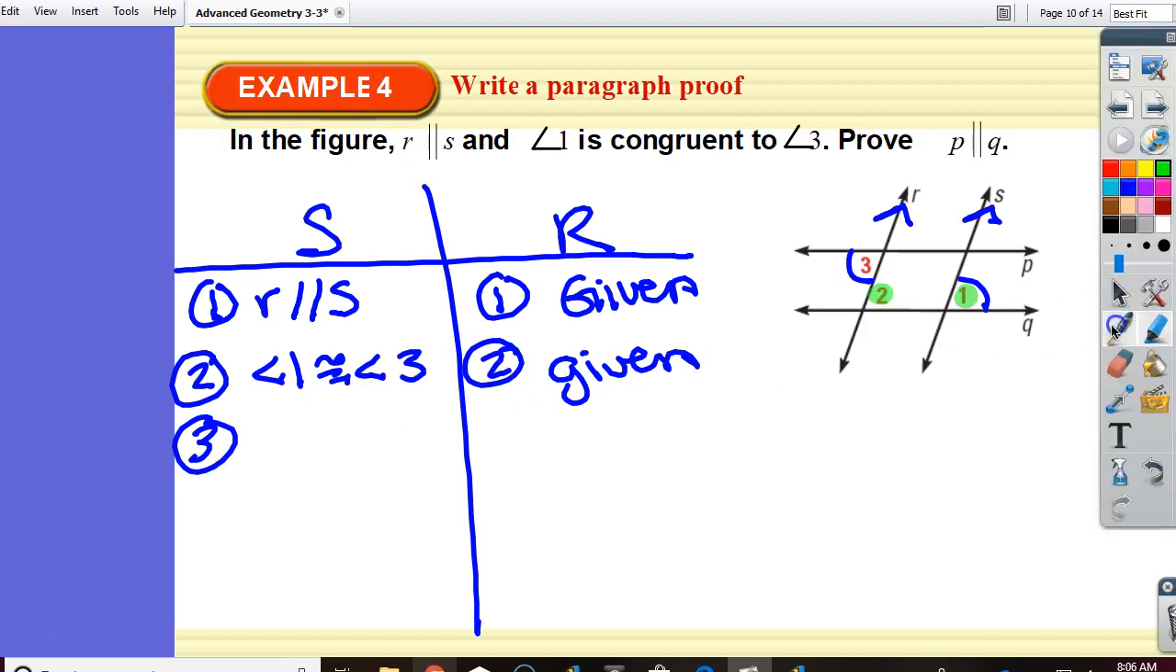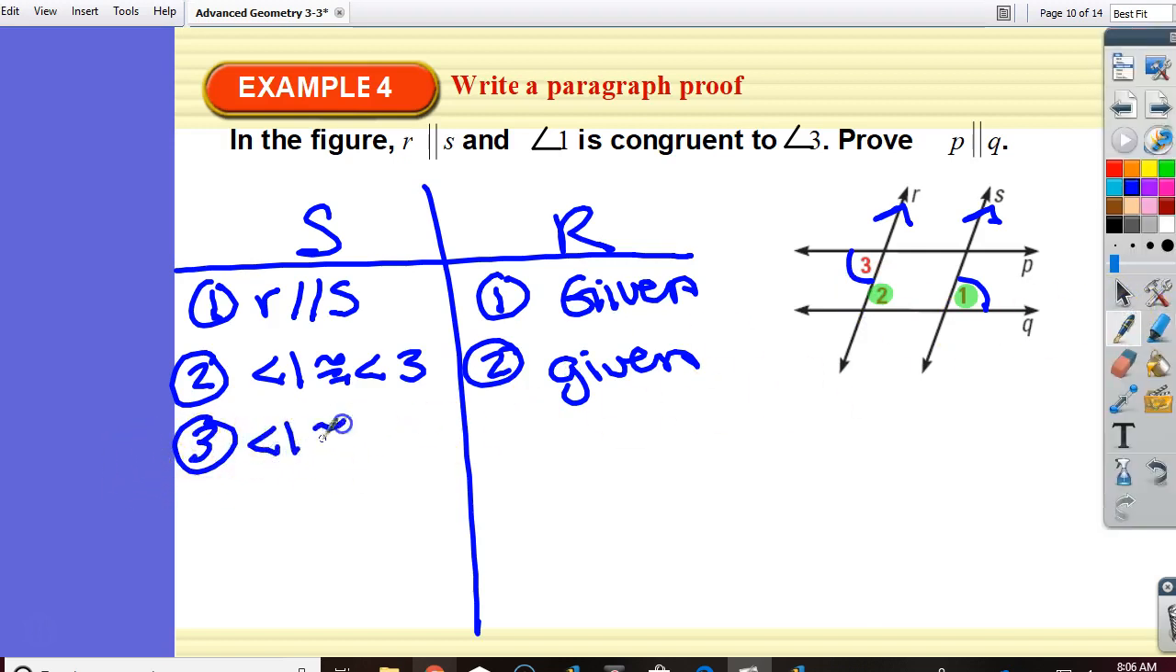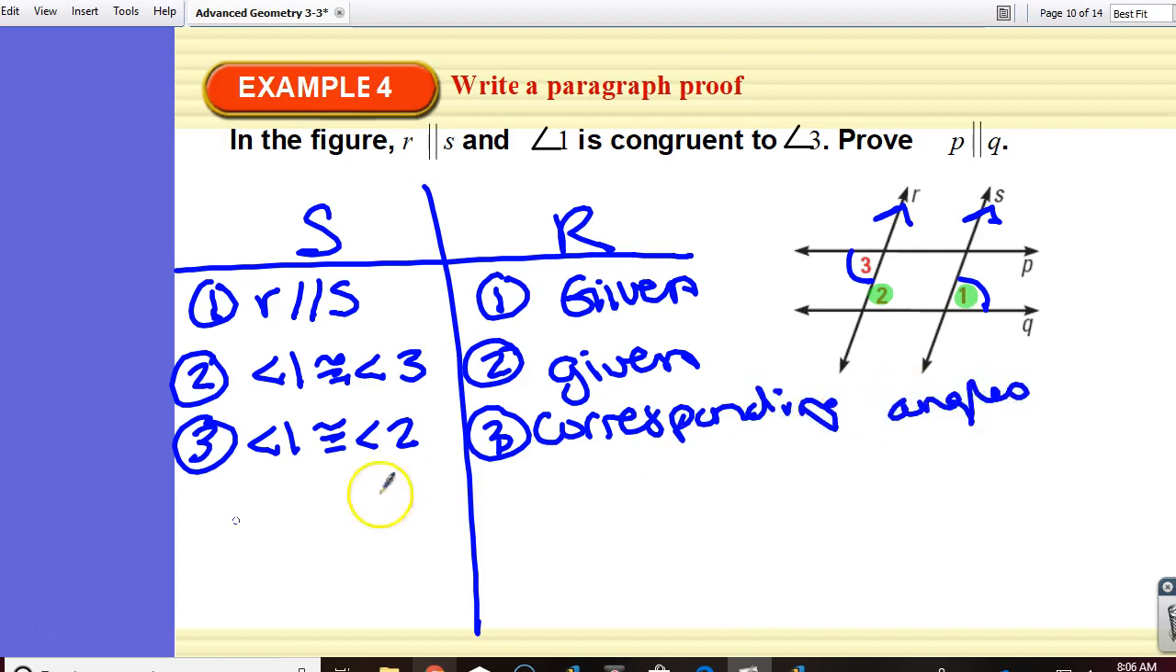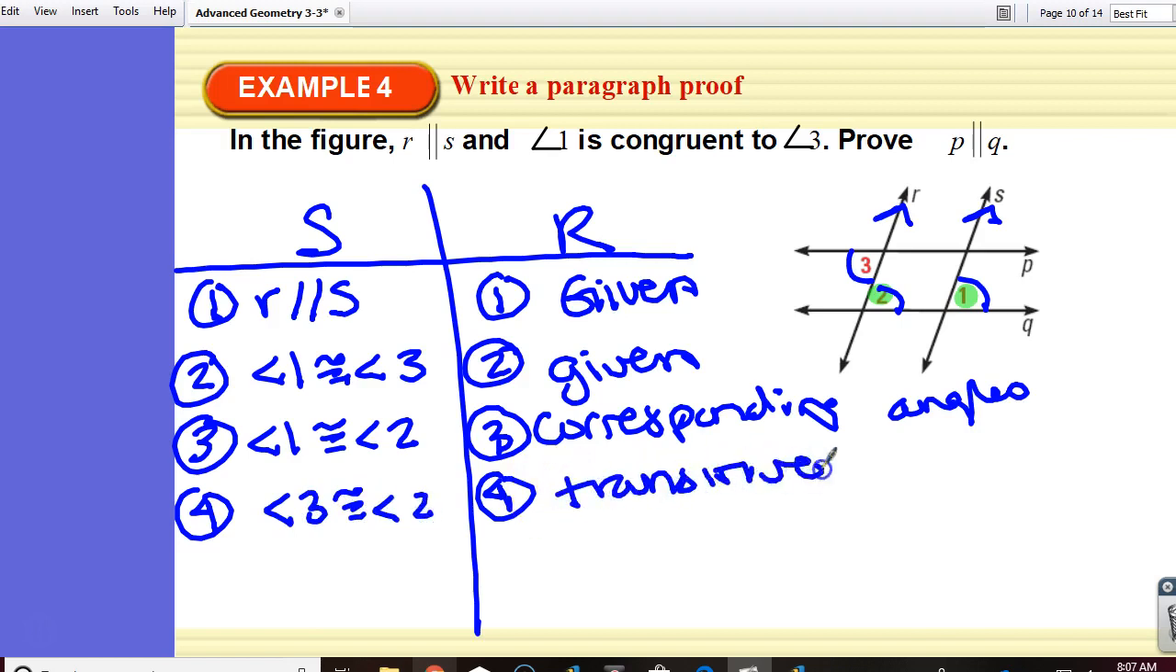How do I know that? Corresponding angles. Okay. Well, if 3 is congruent to 1 and 1 is congruent to 2, then 3 is congruent to 2, right? Transitive. And if 3 and 2 are equal, and these are what?